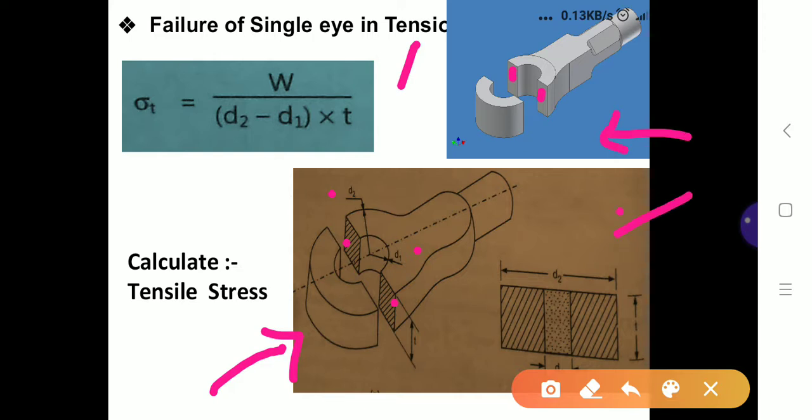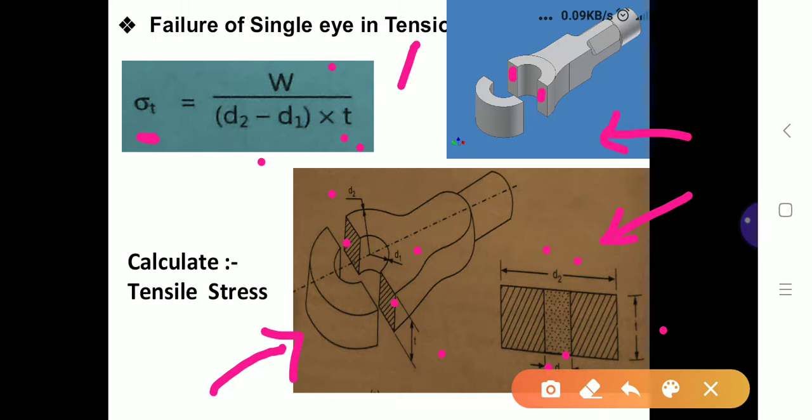So separately we can represent it here. This is the rectangular portion, outer diameter d2, inner diameter d1, and the thickness will be small t. So this hatching area is represented here. Failure of single eye in tension means tensile stress is developed. Tensile stress is equal to force upon area. Force is W and area is d2 minus d1 into thickness t. So we obtain this hatching area.